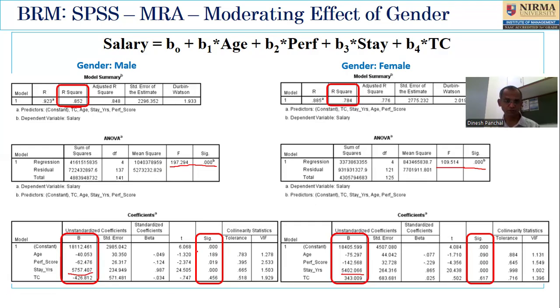One more thing, here we have to check the influence. So we find that the highest influencing parameter was stay years. In both the cases, it's the same. So if it changes, we have to report that as well.